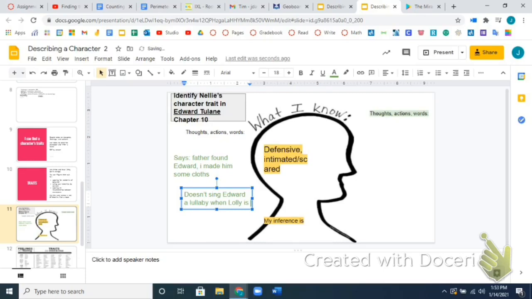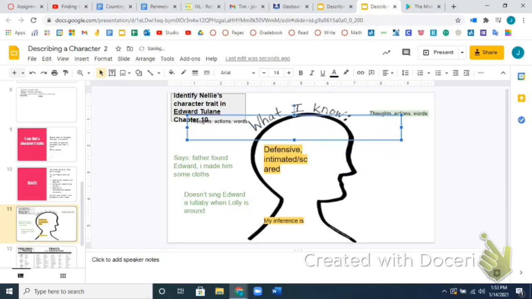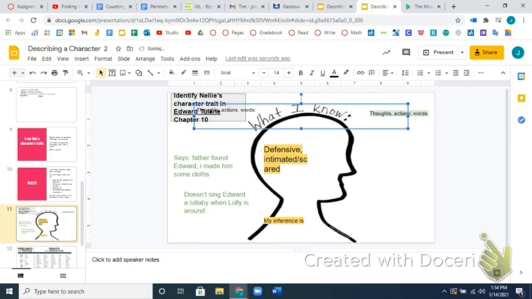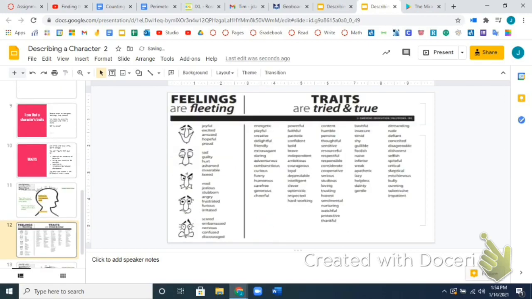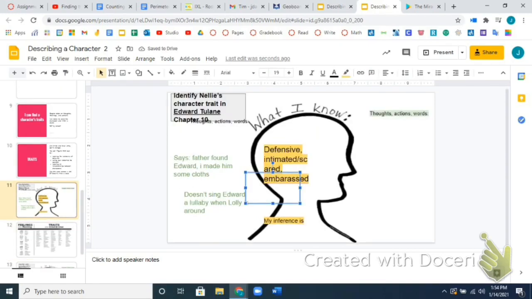So she doesn't sing a lullaby when Lolly is around. I think she's acting maybe a little bit embarrassed to have this pet rabbit, right? This toy rabbit. So she's a little defensive, a little intimidated, or scared by her daughter, and she's a little embarrassed.